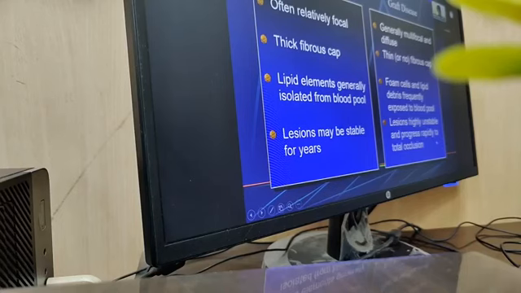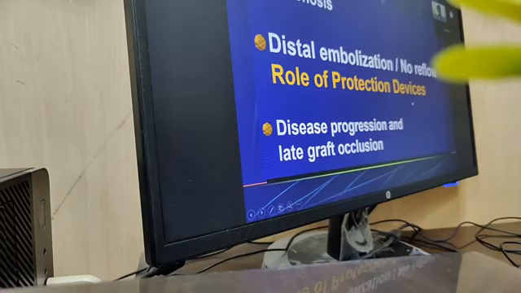This is very important. We should know that if you have 70% stenosis of a saphenous vein graft, try to do the intervention as early as possible, because this 70% will turn into 99% within a few weeks. This is how the graft disease progression happens.